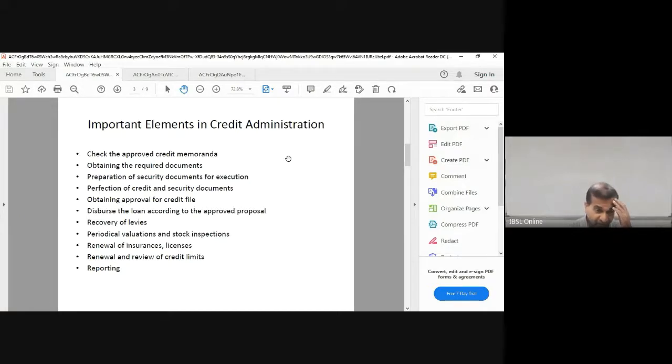And thereafter you need to recover the levies, like by the time.